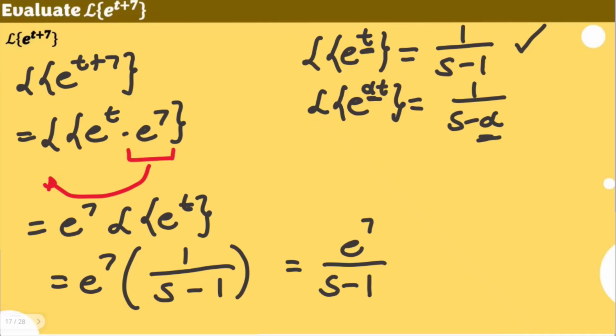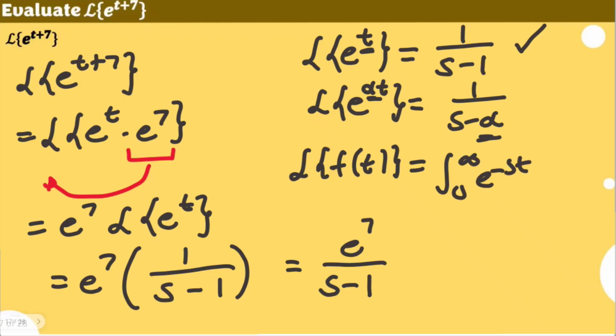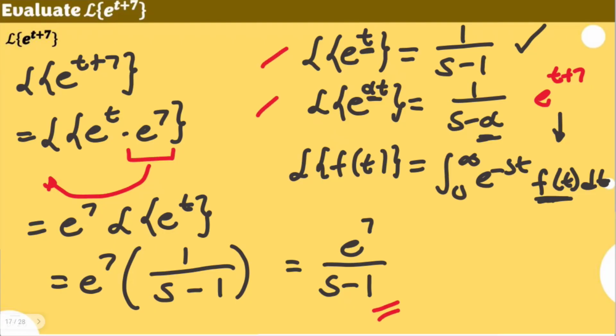As easy as this, we don't need to actually use this notation, but of course you can try this on your own. If you use the integral from 0 to infinity of e to the power of negative st times f of t dt, where f of t is equivalent to e to the power of t plus 7, please try to do that on your own, and I think you will get the same result as this by applying the rules that we have identified in the linearity property.